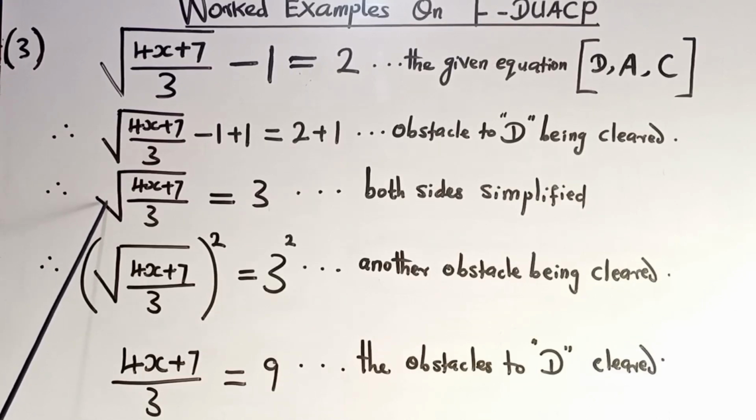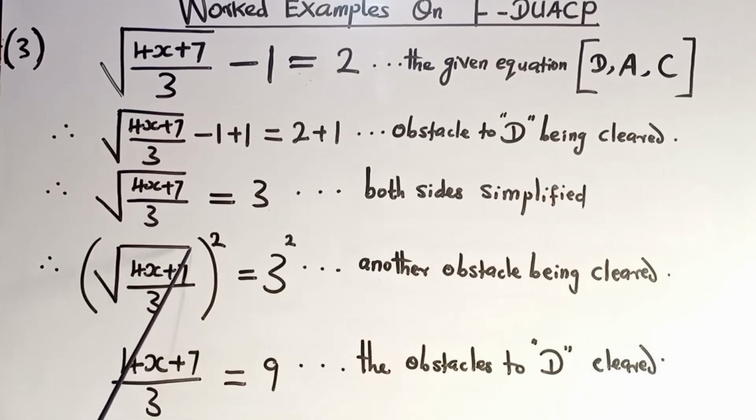A square root will be cleared with power 2. A cube root will be cleared with power 3. A fourth root will be cleared with power 4, and so on. This is a square root, so this power 2 will be used to clear it. After we evaluate this operation, we are going to be left with this.